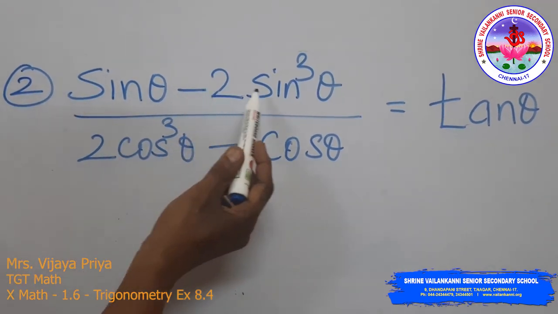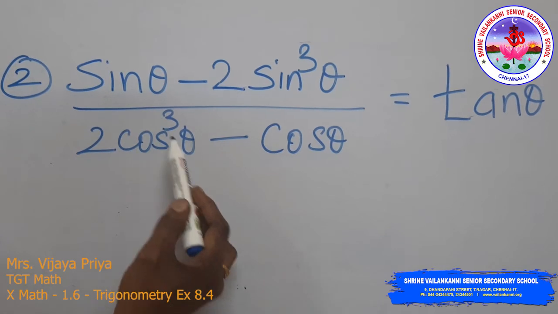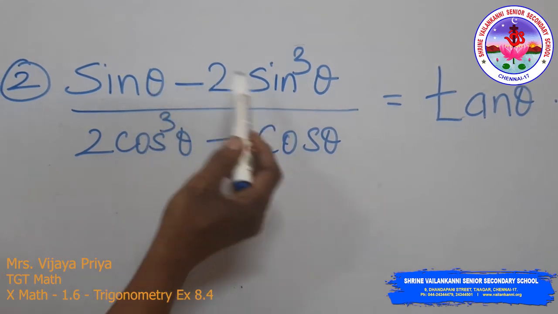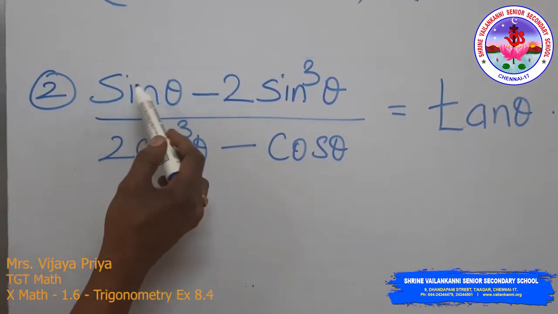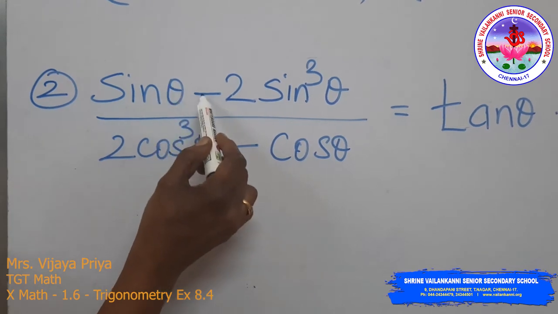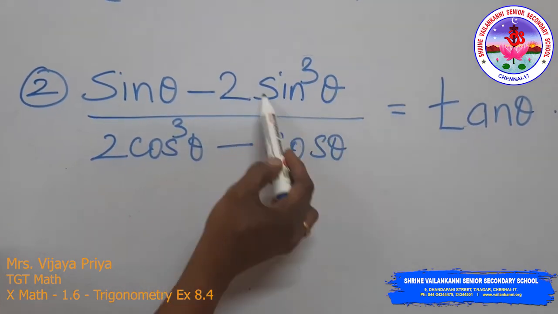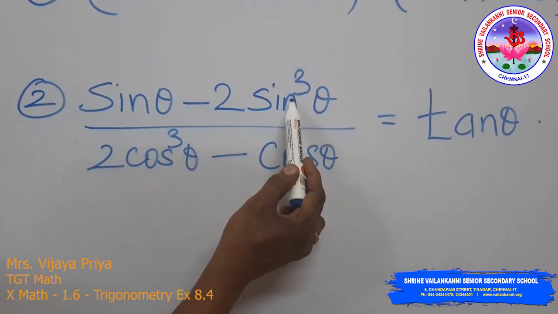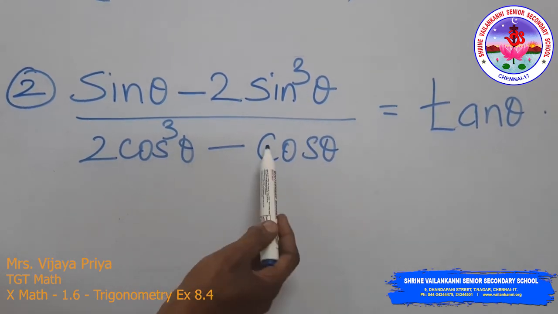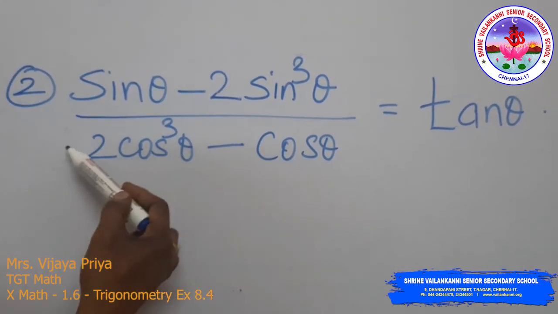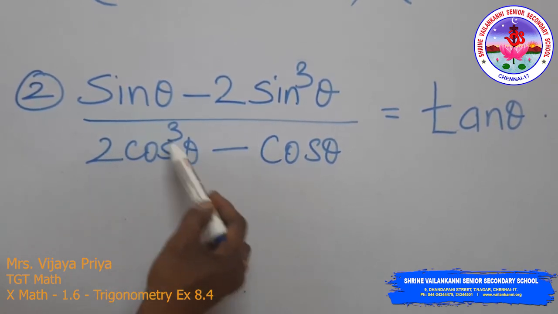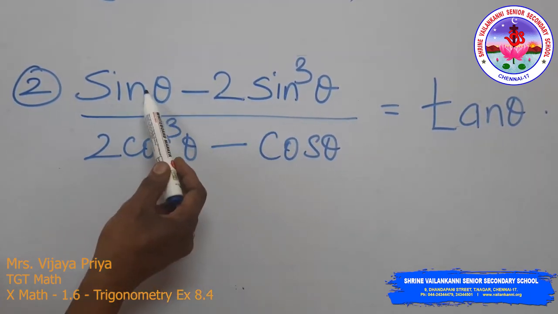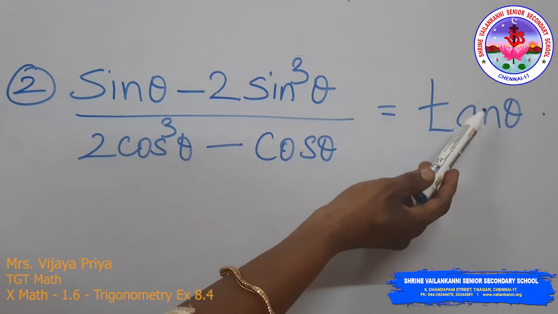Second problem: (sin theta minus 2 sin cube theta) divided by (2 cos cube theta minus 2 cos theta) is equal to tan theta. In the numerator we are going to take sin theta outside. So you will get sin theta into (1 minus 2 sin square theta), where for this sin square theta you are going to use the identity sin square theta is equal to 1 minus cos square theta. In the denominator you have to take 2 cos theta outside. You will get 2 cos theta into (cos square theta minus 1). So the numerator and denominator get cancelled. So you will be getting the remaining sin by cos, which is tan. Hence you have to prove.